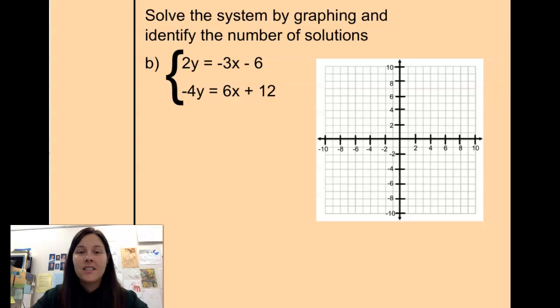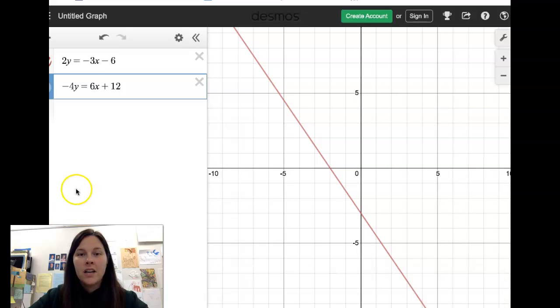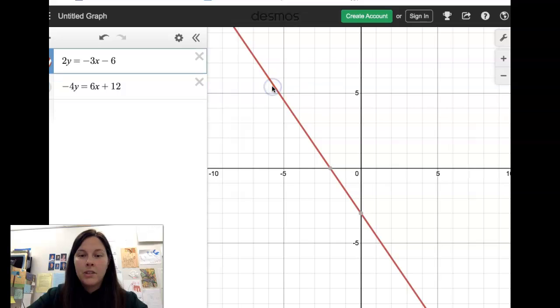All right, here's our next system. So we're going to go to Desmos. I already have these typed in to save us a little bit of time. Please feel free to pause the video so you can type these in and practice with me as well. So right now I have my red line turned on. So that's our first equation, the 2y equals negative 3x minus 6. So we can grab a couple of points on this one to graph it. And it looks like we have the points (negative 2, 0) and (0, negative 3).